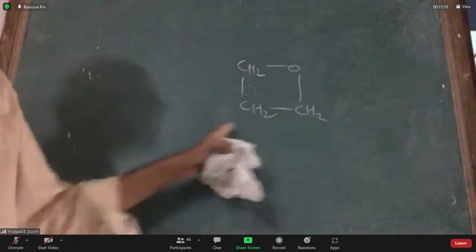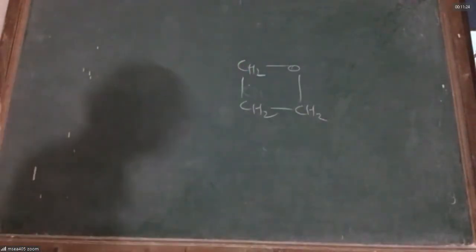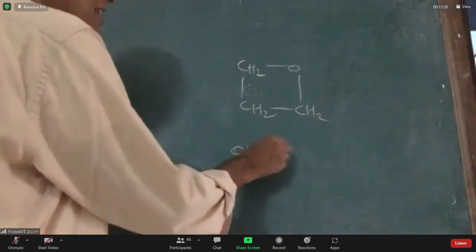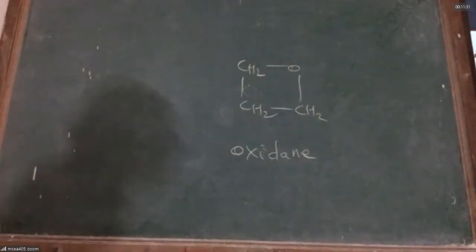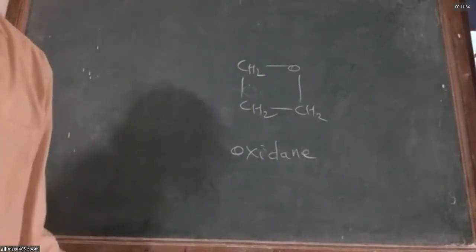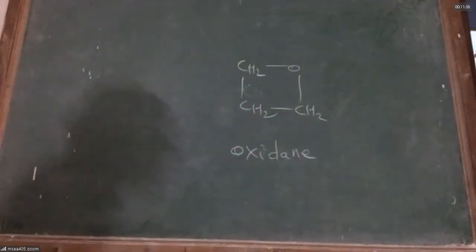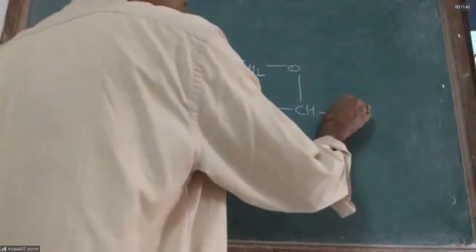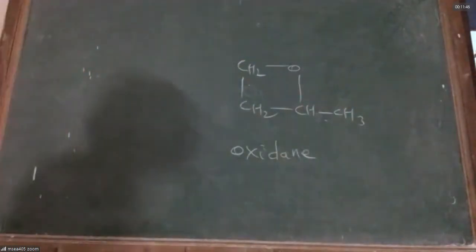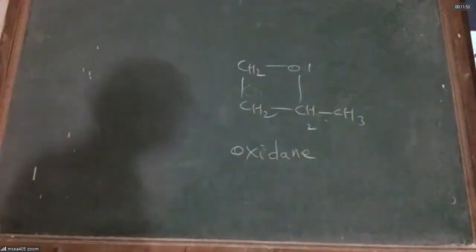This is a cyclic ether having 4 atoms in the ring, out of which one is oxygen. Then it is called what, sir? Oxetane. The previous name is oxirane, and this is oxetane, having 4 atoms in the ring, out of which one is oxygen. Then what is this, sir? Methyl oxetane. Of course, if you start counting from the oxygen end, it is 2-methyl oxetane.